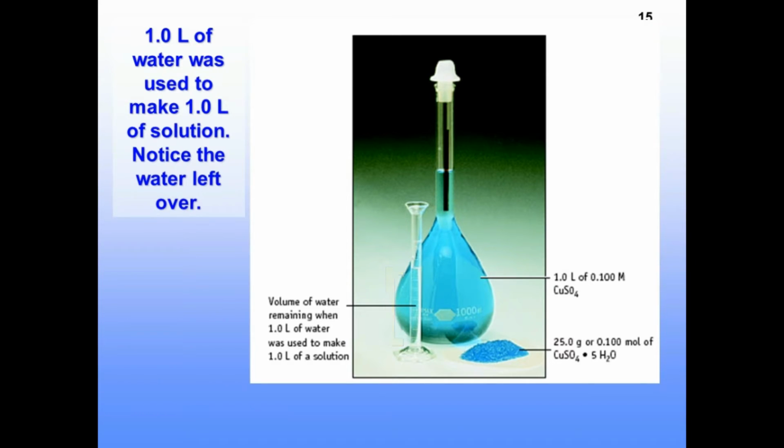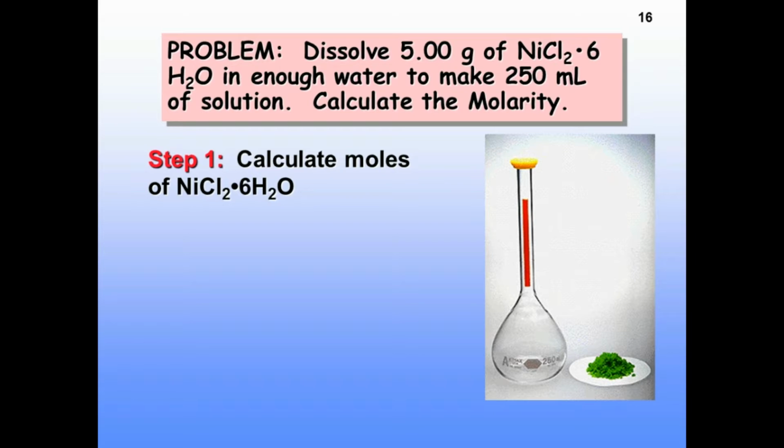Cereal, then milk. So if I said dissolve 5 grams of nickel chloride 6-hydrate, which is the whole compound, in enough water to make 250 milliliter solution, now calculate the molarity. So instead of you looking up the mass by yourself, I'll go ahead and give it to you. It's right here. You do know this is the same thing as setting up the crisscross, right? Remember the crisscross? So 5 grams divided by this is going to give you moles.